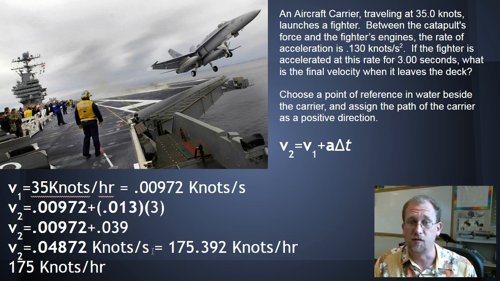Turn that back into knots per hour, and we have 175.392 knots per hour. Now we can't leave it there because I need 3 sig figs, so let's call it 175 knots per hour. Okay, so that is the acceleration experienced by the jet and his new speed.